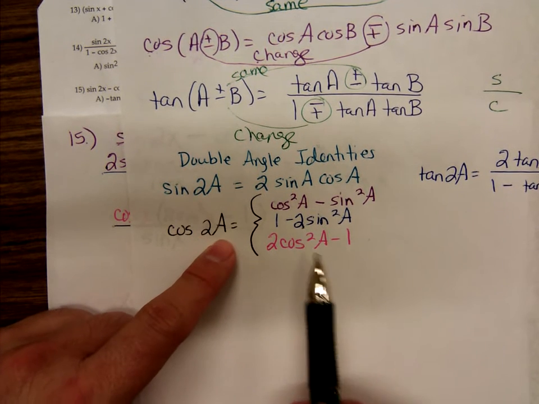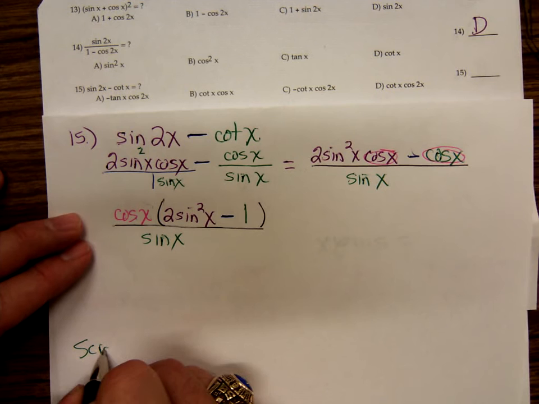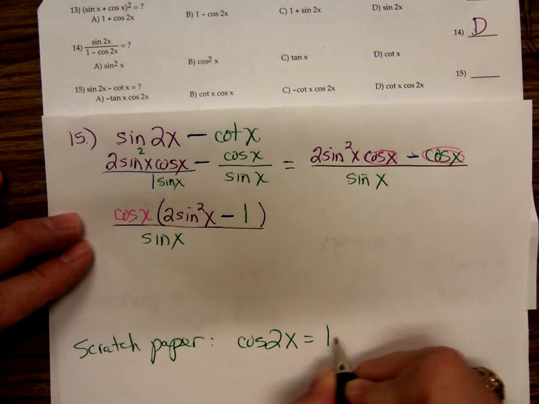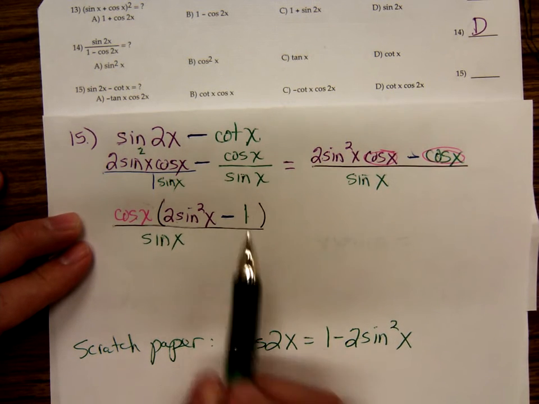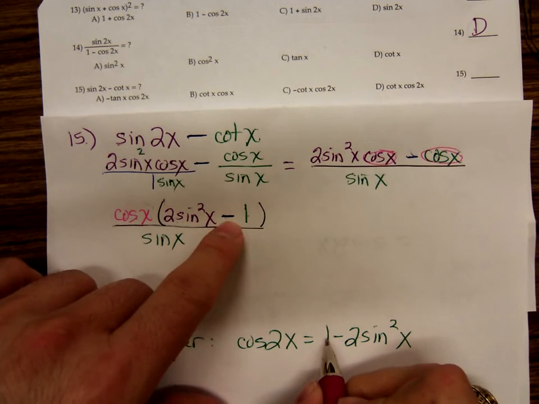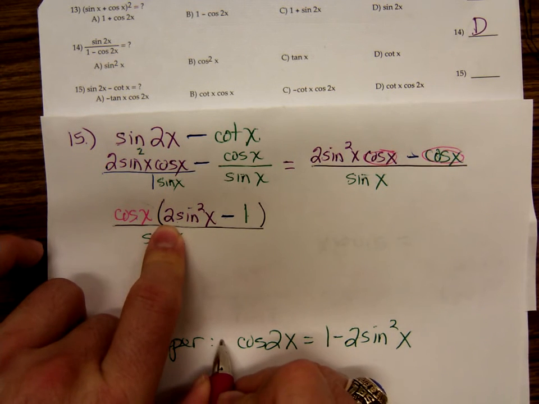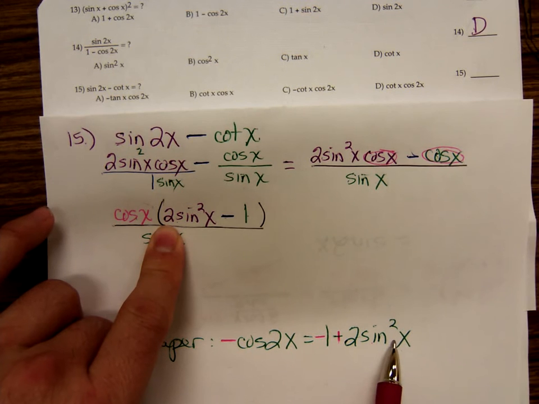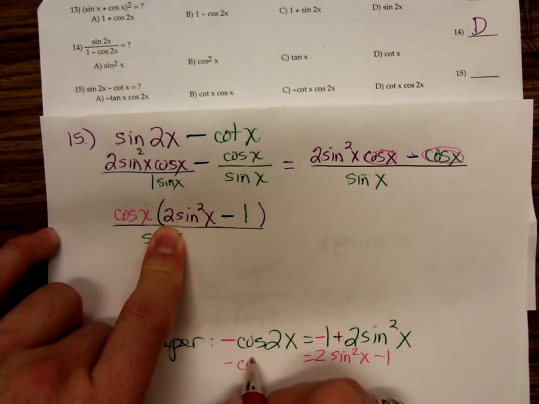Cosine, let me write this down just on some scratch paper, so trying to show my thoughts. Cosine 2x is 1 minus 2 sine squared x. Well, what I have here is 2 sine squared x minus 1. So I would need this 1 to have a negative on it, and this 2 to be positive. So what I could do is just multiply straight through by a negative 1. Negative, negative, positive. Do I now have 2 sine squared x minus 1 equals a negative cosine 2x?